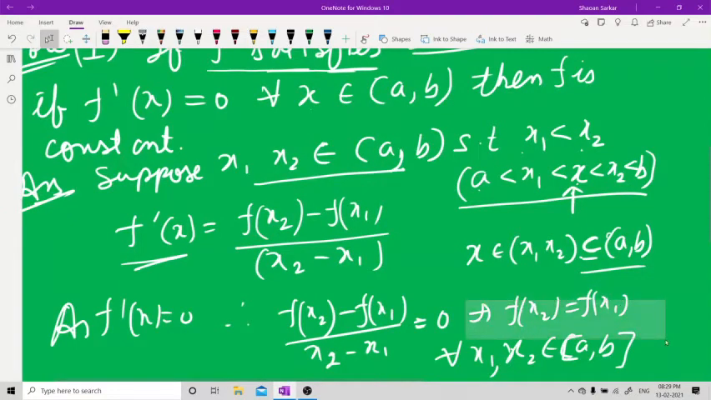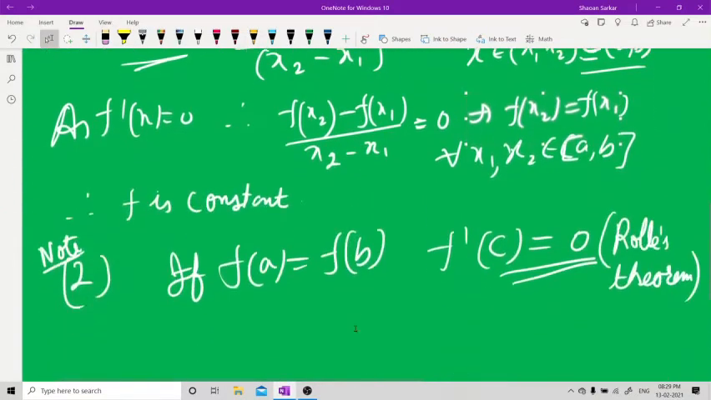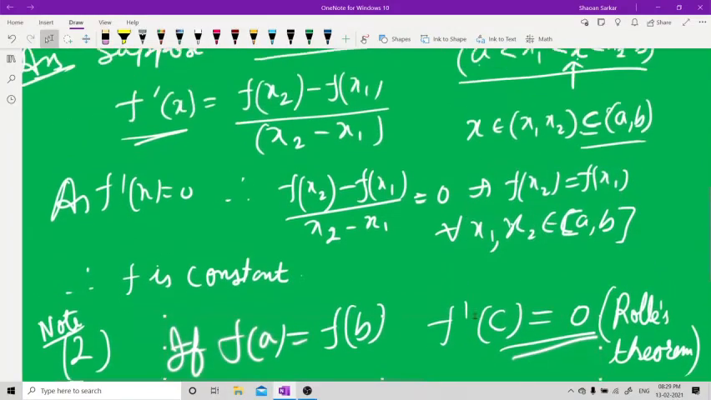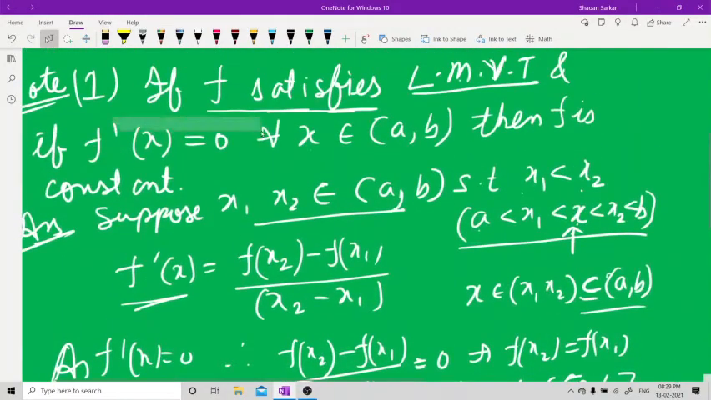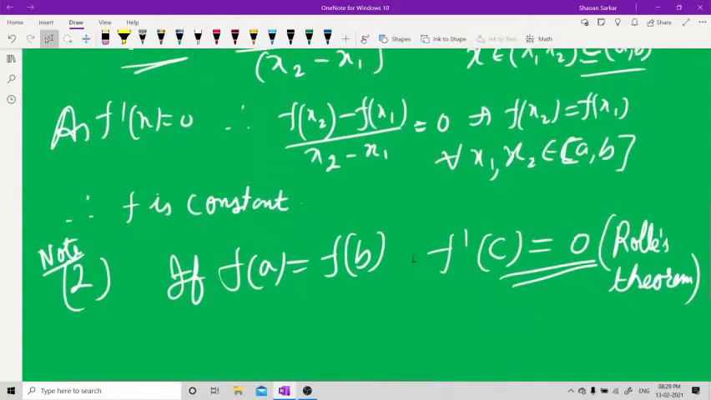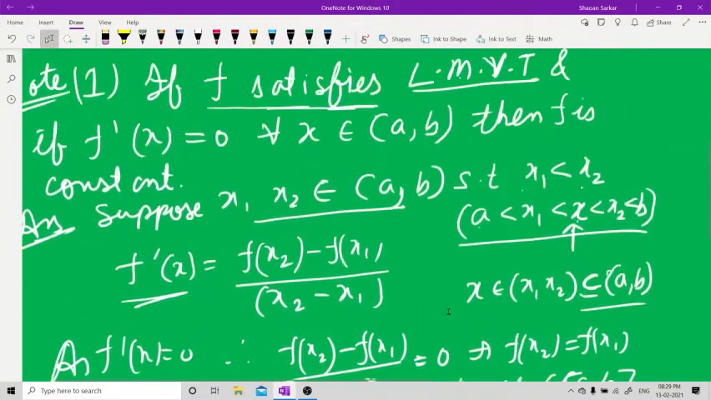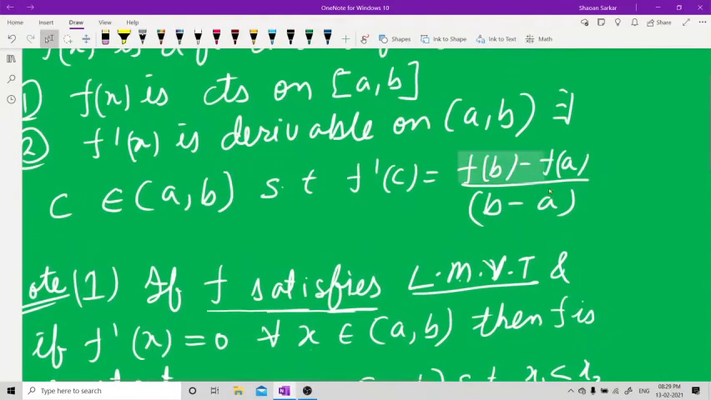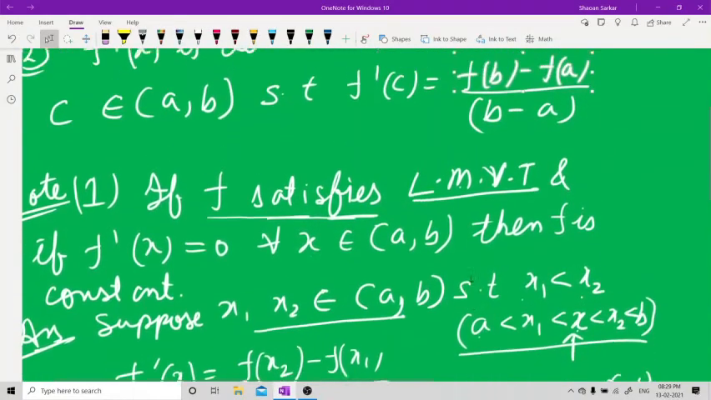Don't confuse with this condition. This is a totally different case, and the case I am discussing here is different. Here I have taken f dash x as 0. I have taken this side as 0, but in this situation I am taking the right side equal, so they are two totally different conditions.